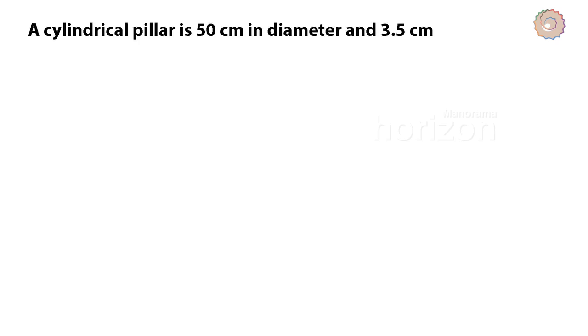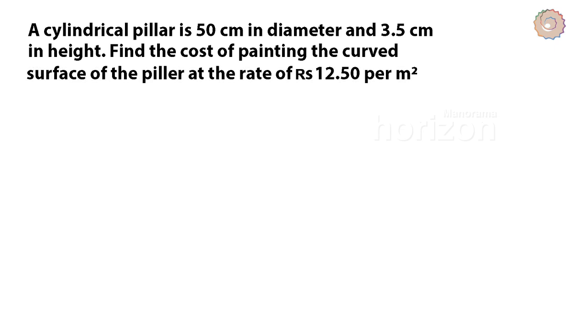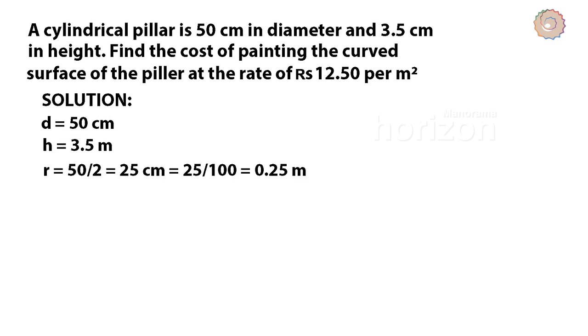Now, let us get into another problem. A cylindrical pillar is 50 centimeter in diameter and 3.5 meter in height. Let us find the cost of painting the curved surface of the pillar at the rate of 12.50 rupees per meter square. The solution for the same is as follows. From the problem, we identify that diameter is 50 centimeter and height is equal to 3.5 meter. Can we find the radius of it? That is 50 divided by 2, which is equal to 25 centimeter. Converting centimeter into meter, we get 0.25 meter.